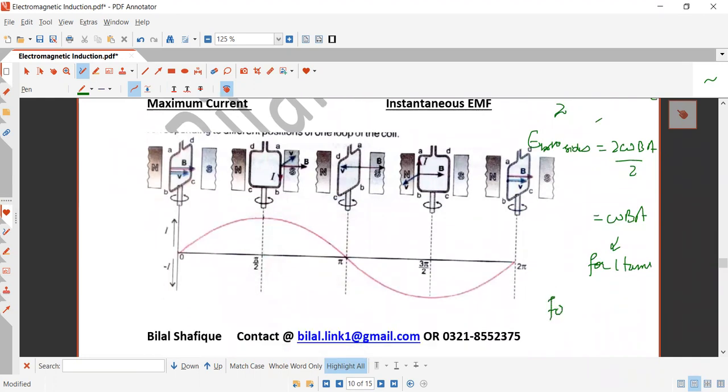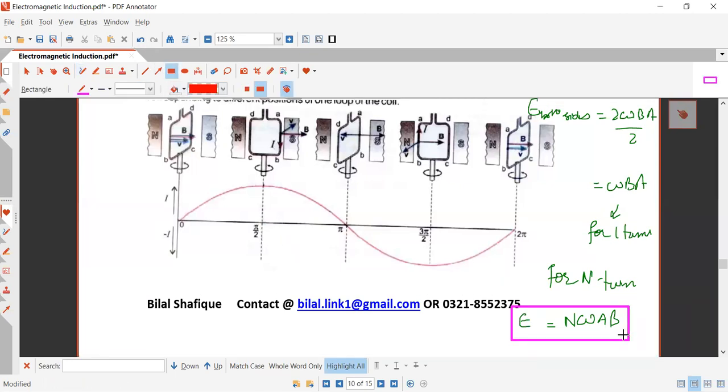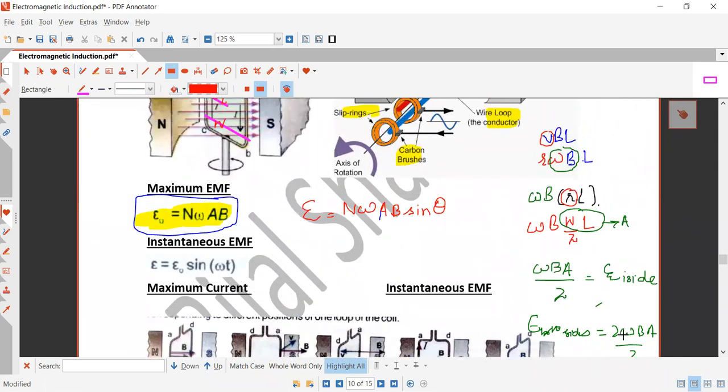And for n turns, we will be multiplying the formula by n. So it will become n omega A B. So that's the formula. I just thought you people would be thinking, sir always says that the mathematical proof is not in the syllabus. Yes, I'm still standing on that. It was just some wastage of time. But I wanted to tell you that everything has some background working, right? And you can have the mathematical proof of each and every formula, but they are not needed, right?